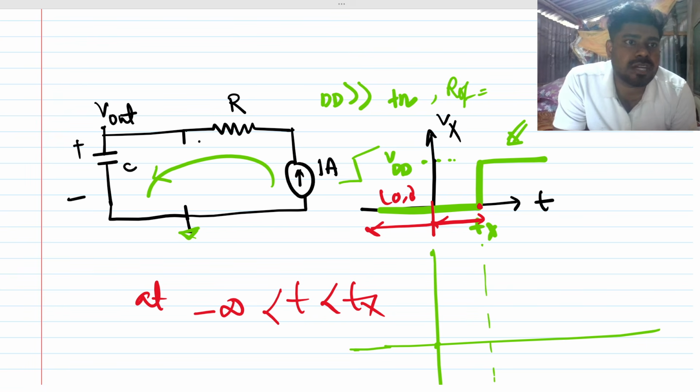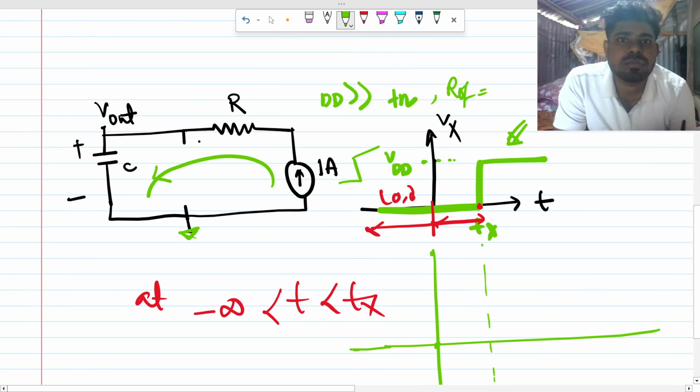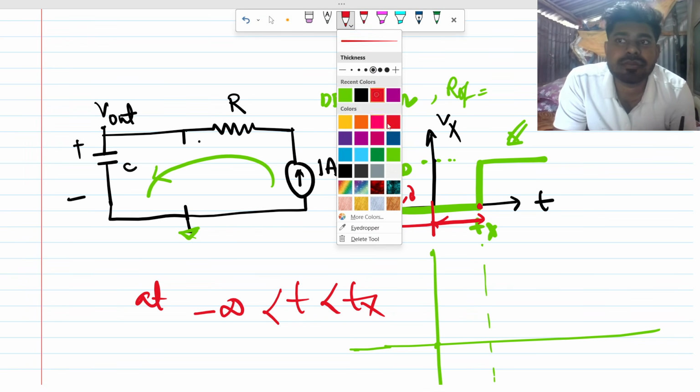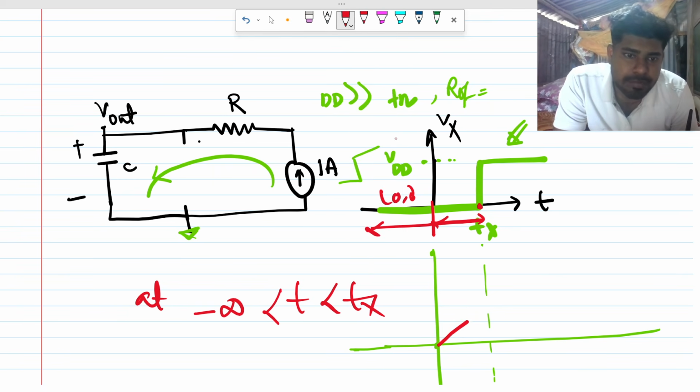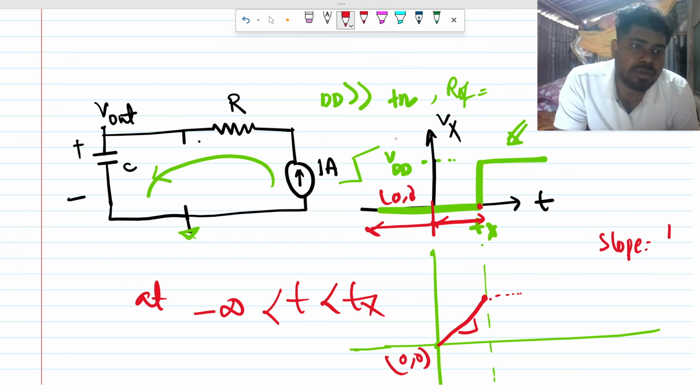So ultimately we can start from 0. It is a ramp like this. We can actually predict the value as well. It is 0 comma 0, and the slope is I over C. So it is nothing but 1 amp over the C. You can assume any value of the capacitor and you can predict this voltage, let's say some Va. Now what will happen after that?